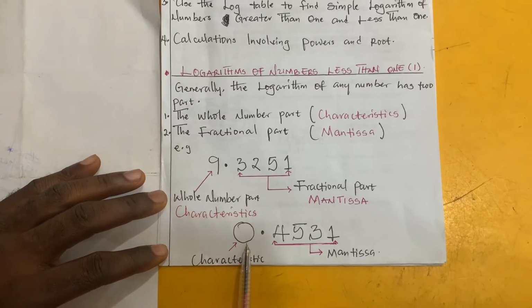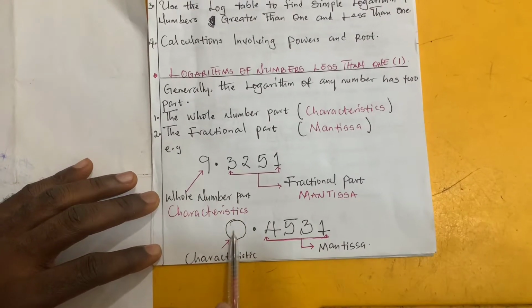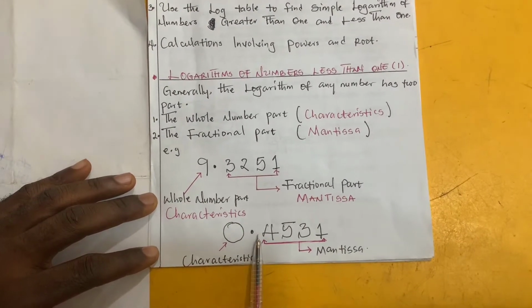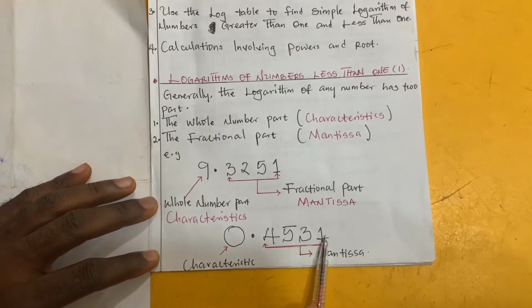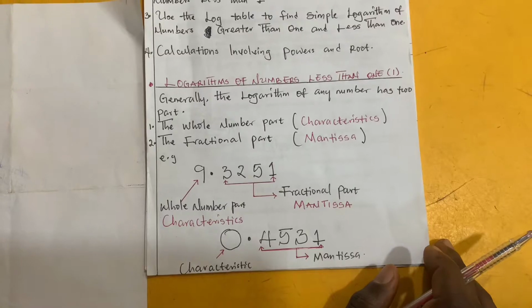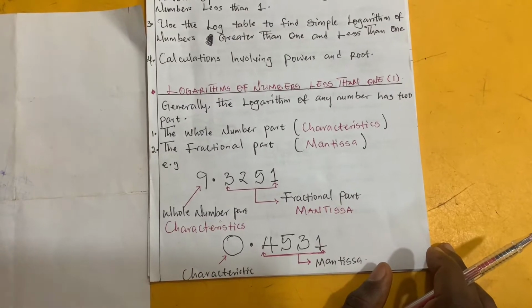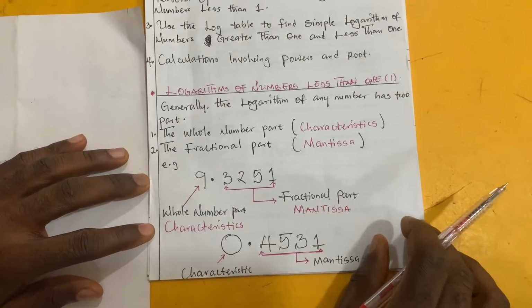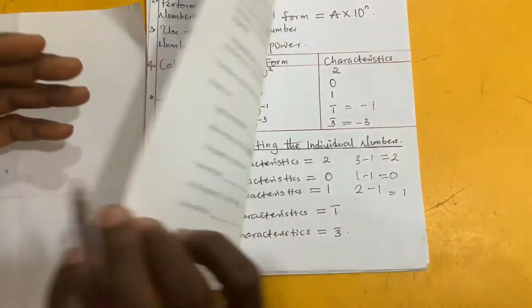Likewise, in this particular example that has a 0 here, this 0 is called the characteristic, while 0.4531 is called the mantissa. So let's now see how to find the characteristic of the log of any number.